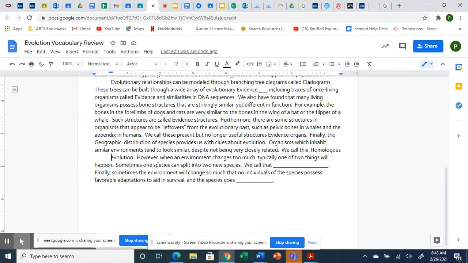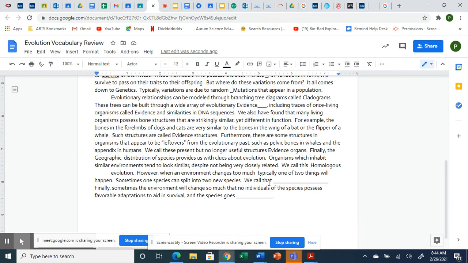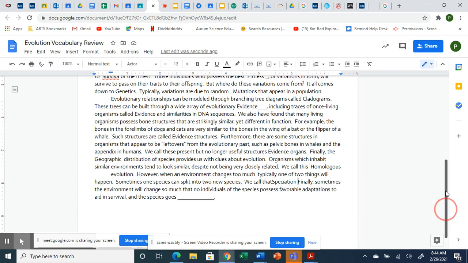However, when an environment changes too much, one or two things will happen. Sometimes one species can split into two. We call that specialization. And we were just talking about it with our bunny rabbits yesterday or the day before. And finally, the environment will change so much that no individual can survive.